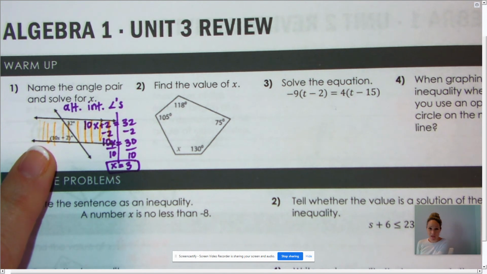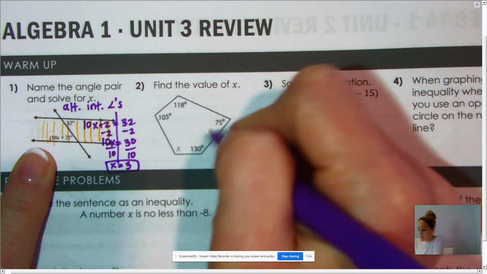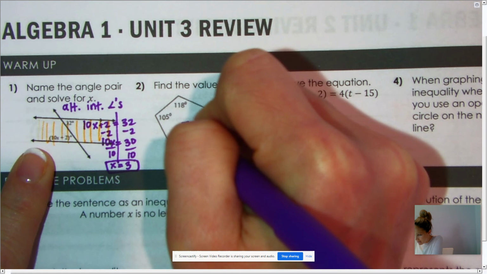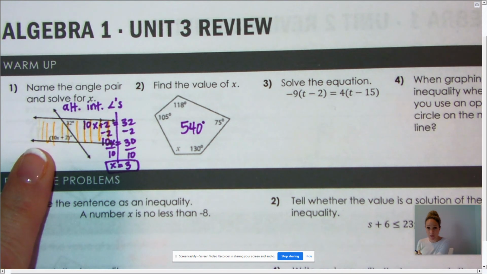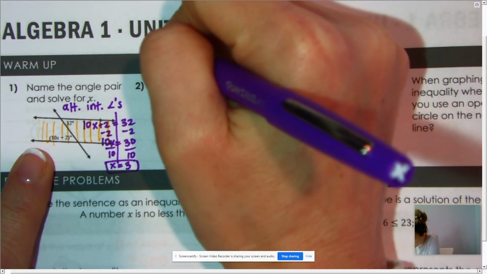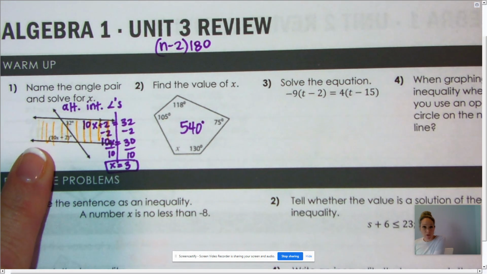Question number 2, find the value of x. First of all, this is a 5-sided polygon, which would be a pentagon. So I know that it has to add up to 540 degrees. Remember, you can do the number of sides, 5, take away 2, which would be 3, and then times by 180. That's how I got 540. So remember, I'll just write that up here: n minus 2, and then whatever that answer is, times by 180. n is the number of sides. Okay, that's just the sum of the angles.